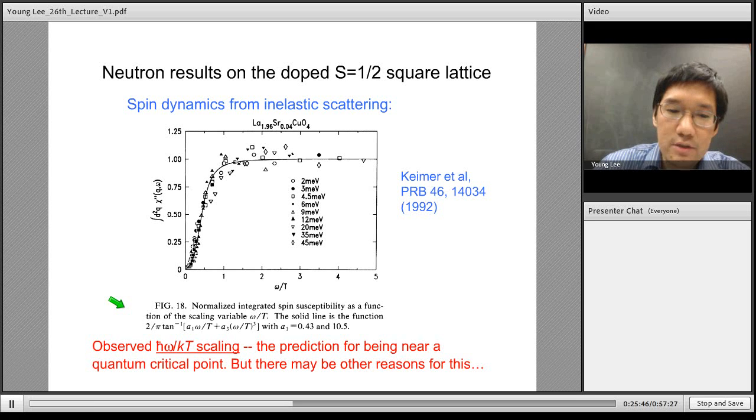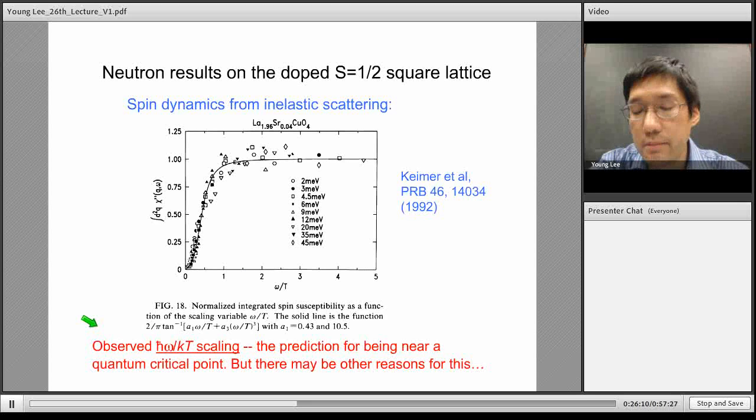The main thing is that all of the data taken at different temperatures and different energy transfers collapse on the same line if you plot it as a function of omega over T. So that is showing some scaling. And it was a very significant result at the time. There were some theories particular to the cuprates that had predicted this. But another thing to note is that this is also a prediction for being near a quantum critical point.